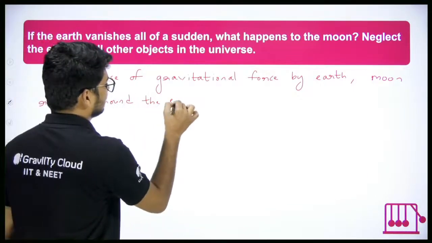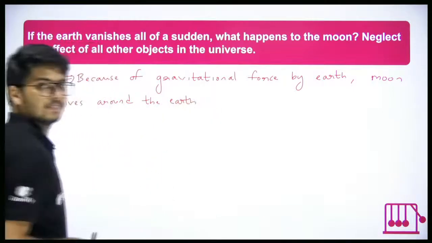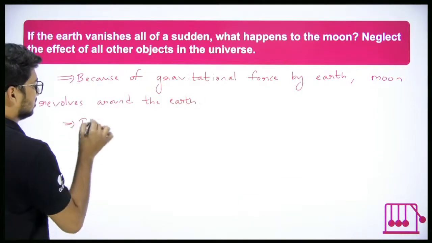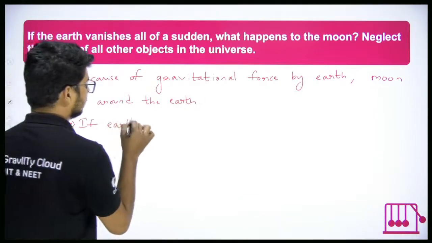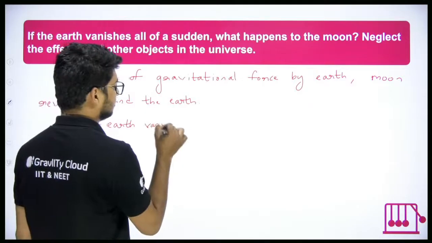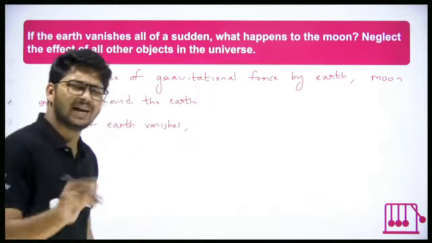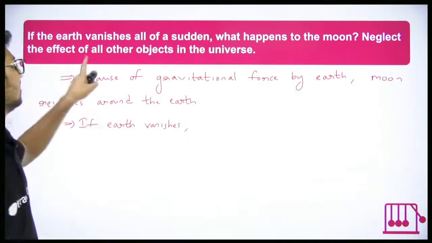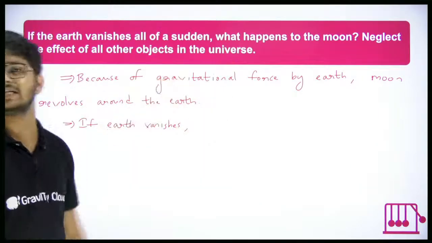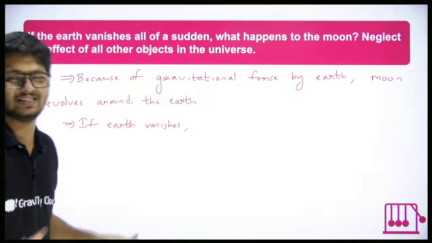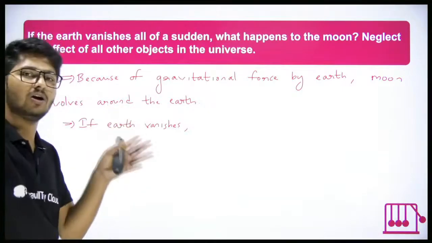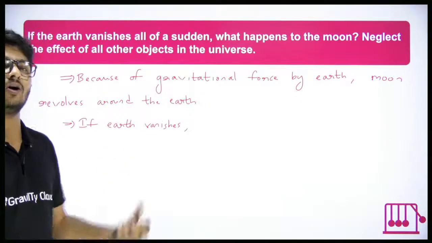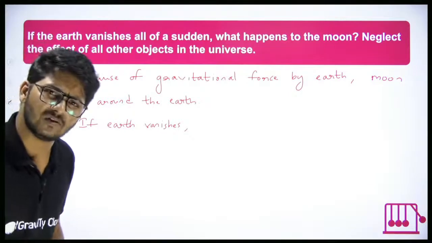Now this is fine. This is what happens normally. But if earth vanishes, will there be any gravitational force on moon? And it's mentioned that neglect the effect of all the other objects in the universe. There is nothing else in the universe. Now earth is gone, there is only moon. So on the moon, will there be any gravitational force?